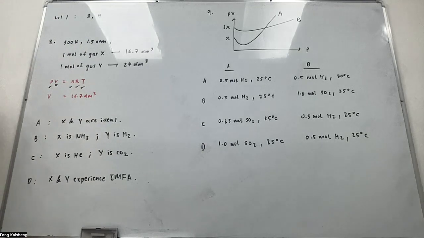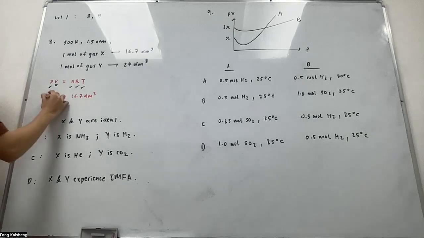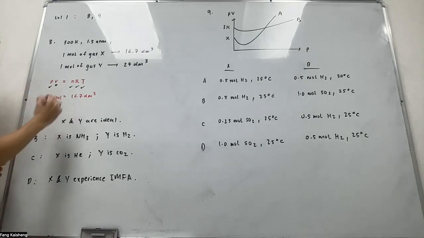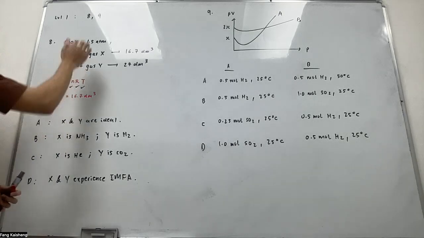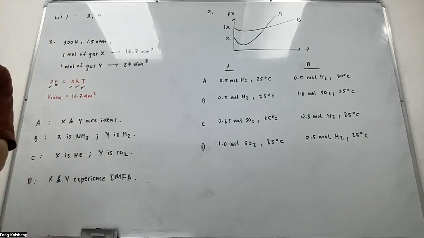Now, what does this volume represent? The volume of what kind of gas? Ideal gas. Good, because you're using the ideal gas equation. So let's write this down. The volume of an ideal gas is 16.7 dm³ at these conditions.